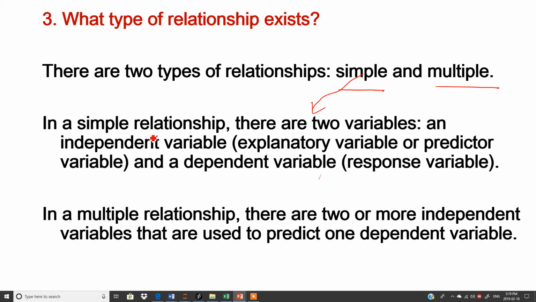See here I have written, one is called the independent variable, which we take on the x-axis. One is called the dependent variable, which we take on the y-axis, right? The independent variable is called the predictor or the explanatory variable, while the dependent variable is called the response variable.